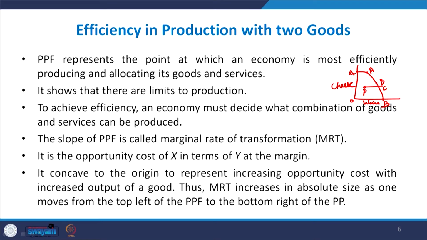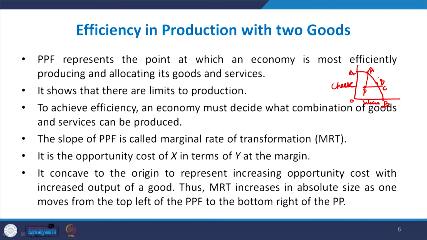Similarly, if you move from point P to point A, then it clearly indicates that the production of wine is constant, not reduced, but production of cheese is increased. So, that is called Pareto improvement. But when you move from point A to point B, then the quantity of cheese is reduced to increase the quantity of wine.